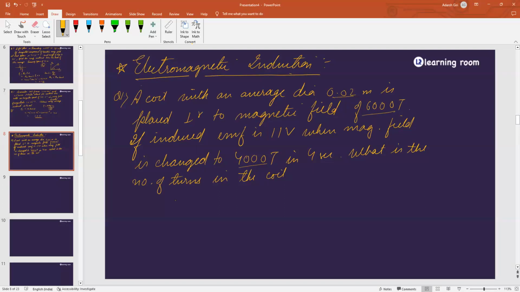A coil with an average diameter 0.02 meter is placed perpendicular to the magnetic field, and that magnetic field initially was 6,000 Tesla. If the induced EMF is 11 volts, when the magnetic field is changed to 4,000 Tesla in 4 seconds, that is the time, what is the number of turns in the coil? This is what you have to find. Try to solve this.